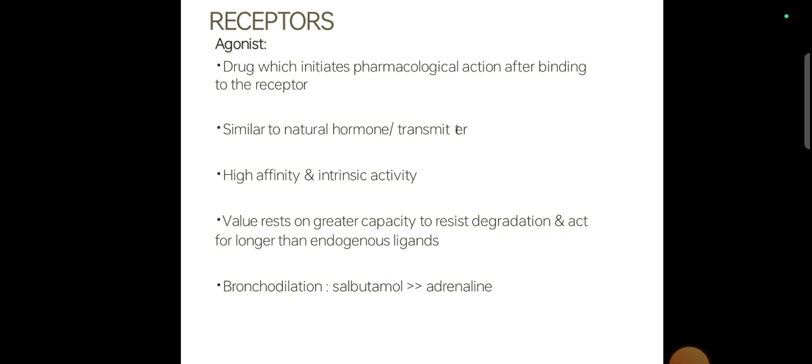Agonist: a drug which initiates pharmacological action after binding to the receptors, similar to the natural hormone transmitters. High affinity and intrinsic activity. Its value rests on greater capacity to resist degradation and act for longer than the endogenous ligands. For example, bronchodilation by salbutamol is much greater than by adrenaline.